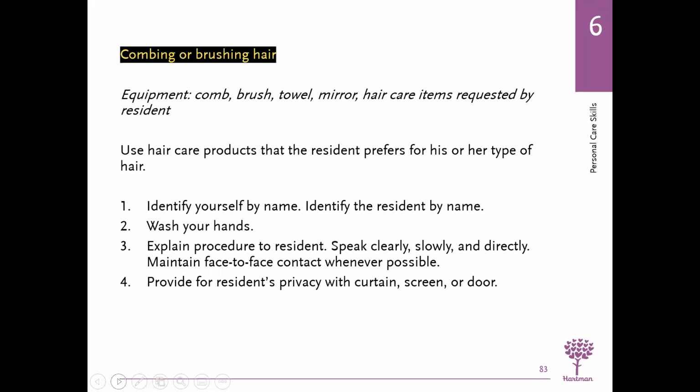Use hair care products that the resident prefers for their type of hair. Always identify yourself. Wash your hands and explain what you're going to do. Again, provide privacy.